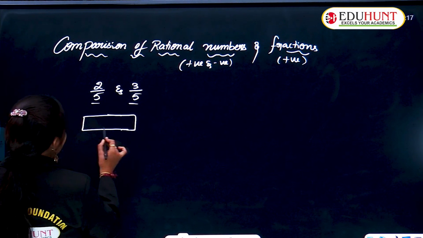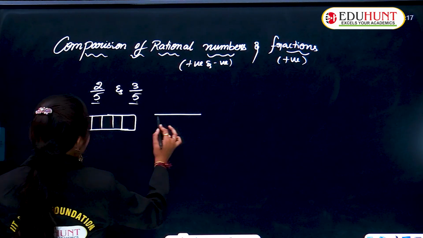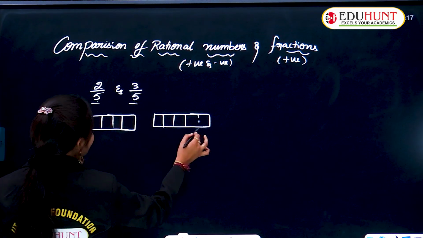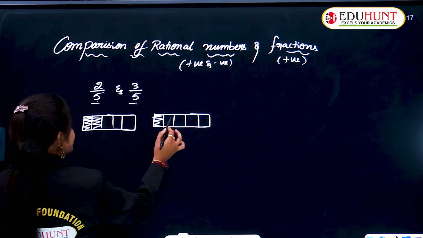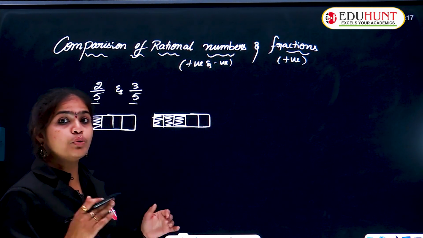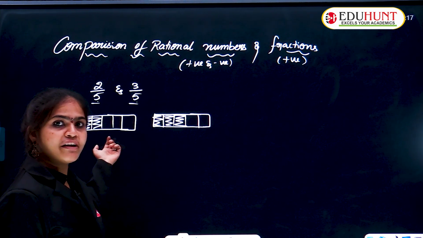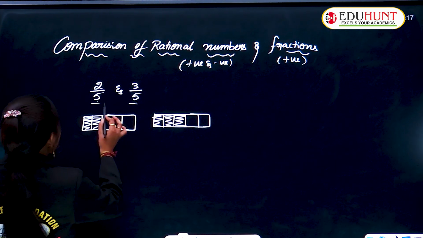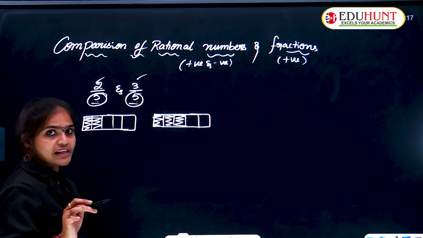For example, one of the bars is divided into how many parts? 5 parts. Here another fraction, that one also is by 5 only, no? 1, 2, 3, 4, 5. Now here 2 parts are shaded, here 3 parts are shaded. Which bar is having more shaded part? Either 2 by 5 or 3 by 5? 3 by 5.